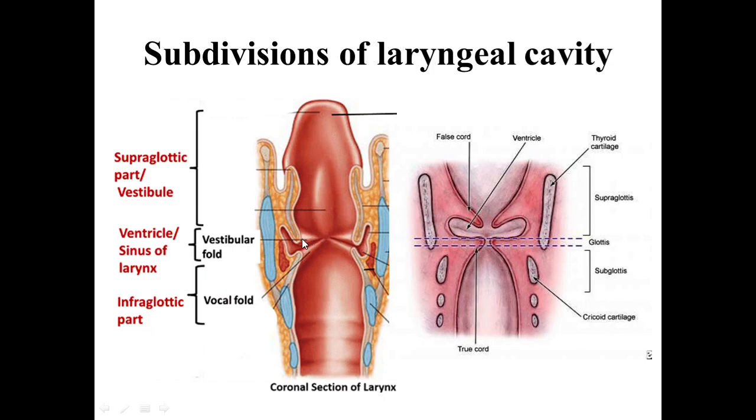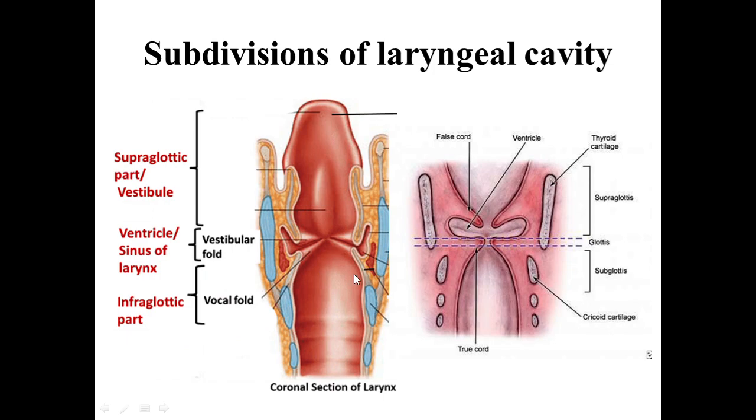So the middle part of the cavity is called the ventricle or sinus of larynx. It is a very small part, it extends laterally, and it has a diverticulum which is called the saccule of the larynx. And below the vocal folds, up to the lower border of the cricoid cartilage, this part of the larynx is called the infraglottic part.